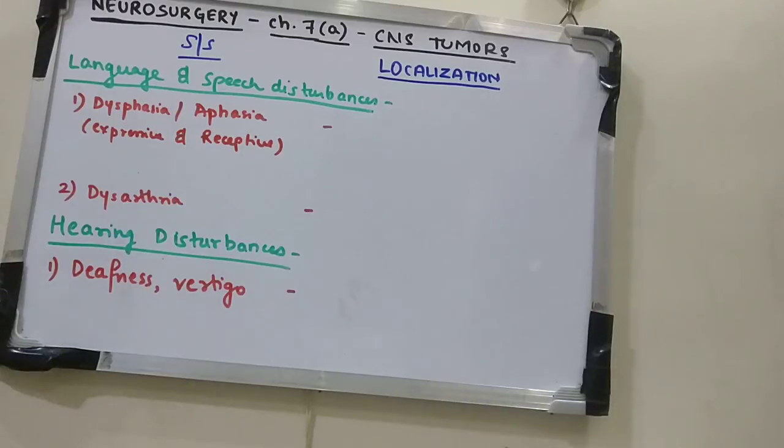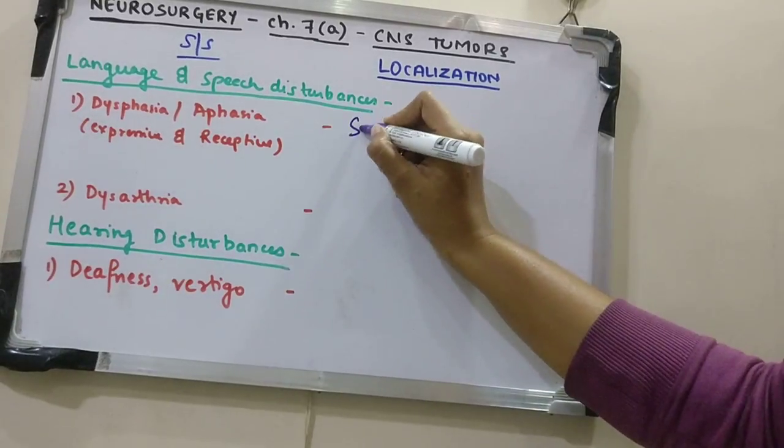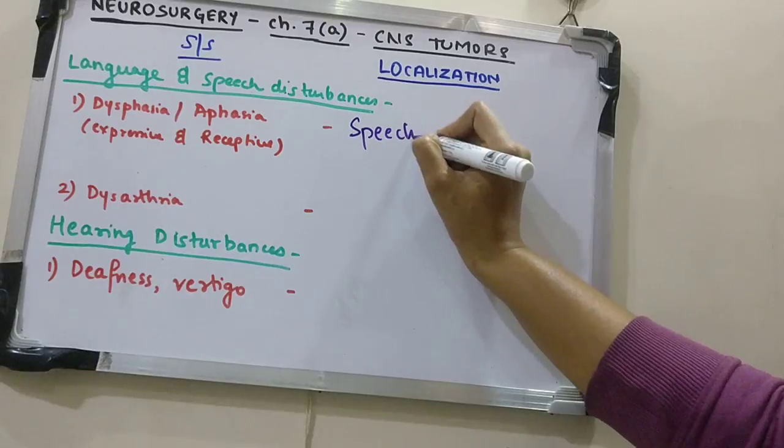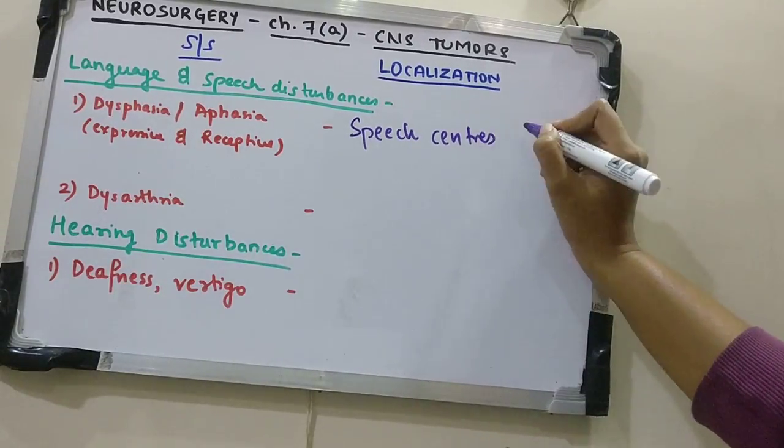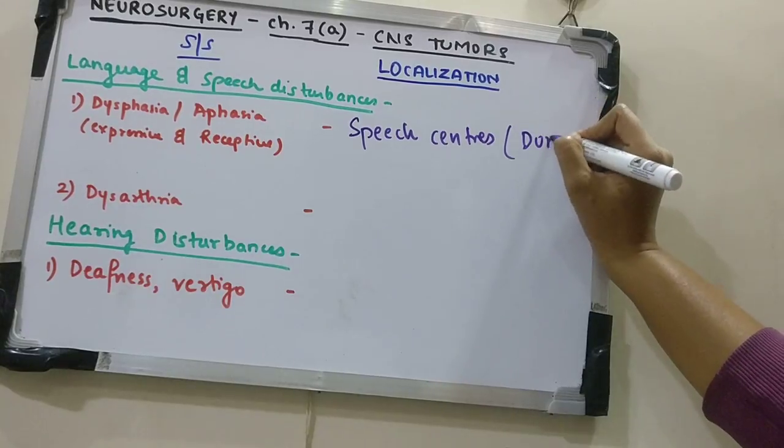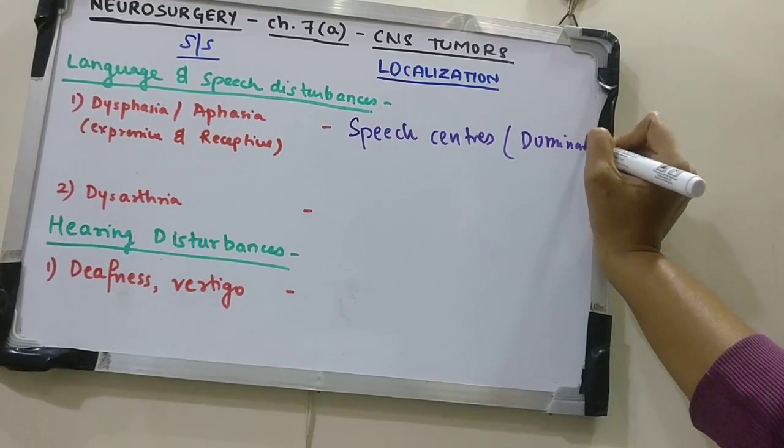Okay, now moving on to the language and speech disturbances. If your patient is having dysphasia or aphasia, which can be taken together, expressive as well as receptive, in which area would you suspect the tumor is lying? So it would be in the speech centers. Speech centers, but in which hemisphere? So it has to be the dominant hemisphere.